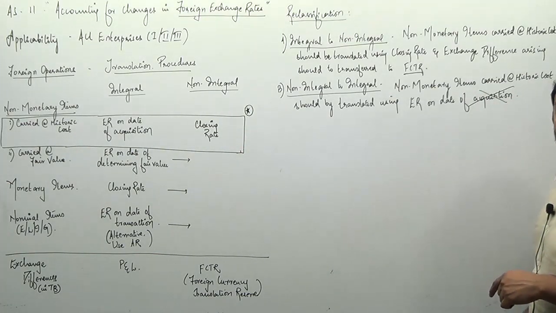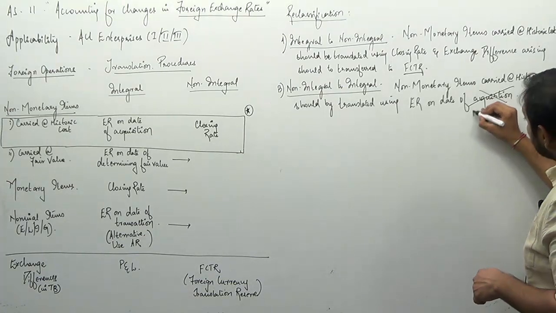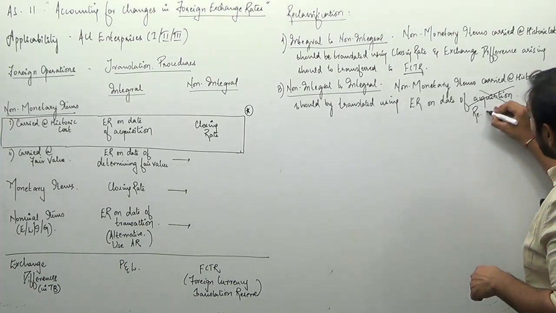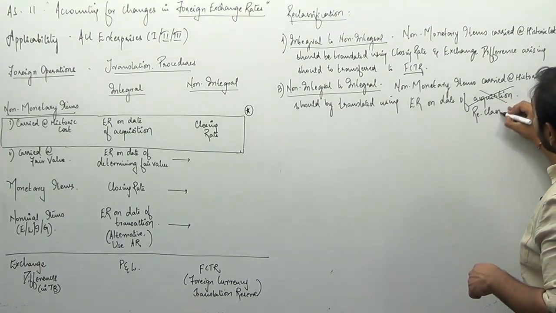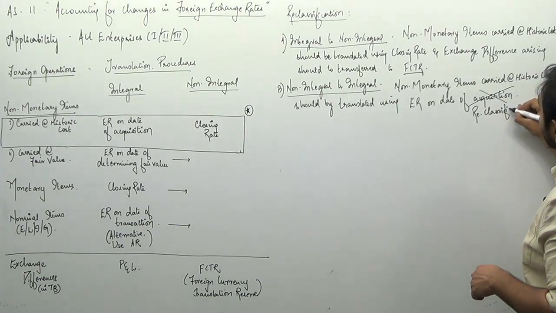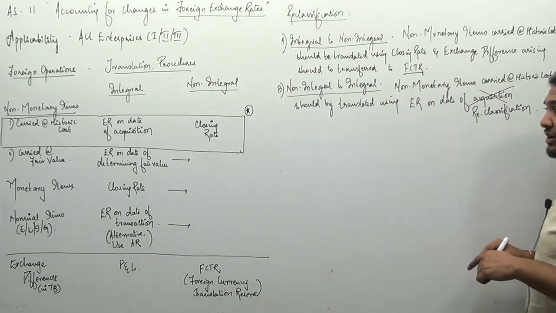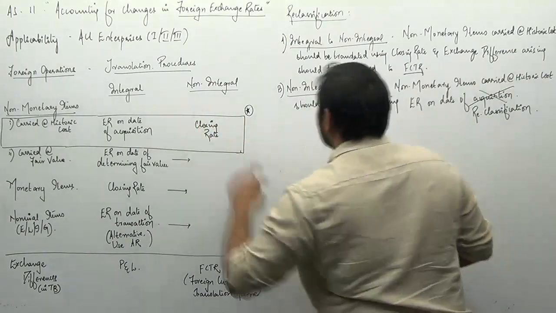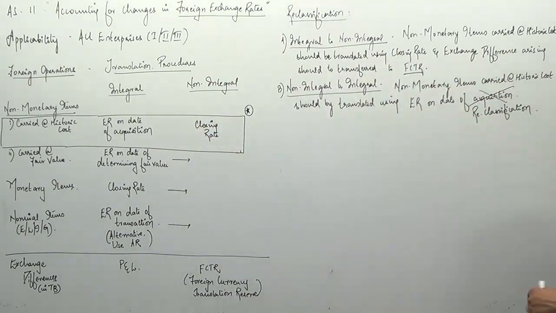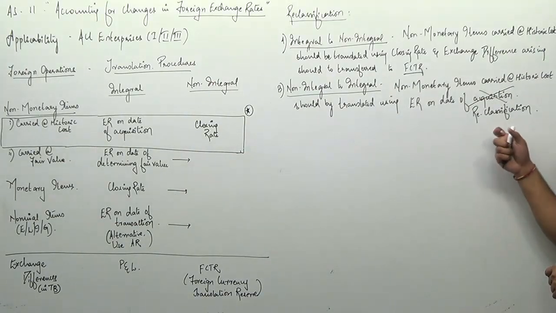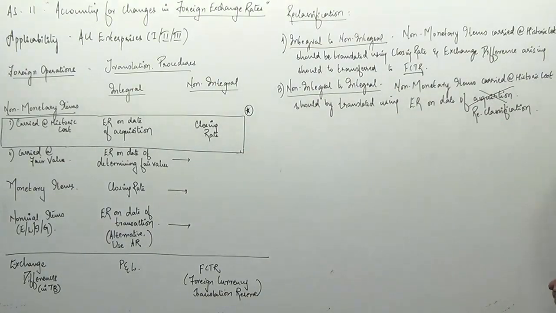So it is not exchange rate on date of acquisition. I will change it, I'll make it simpler. I'll say it is date of reclassification. So the date on which it got reclassified from non-integral to integral, take that exchange rate on the date of reclassification. For the purpose of translation, you don't have to take exchange rate on date of acquisition anymore.